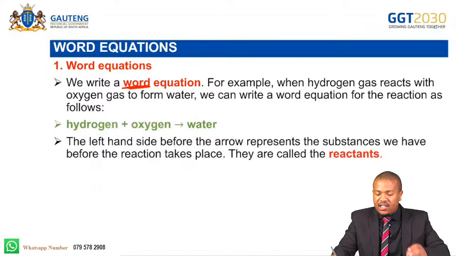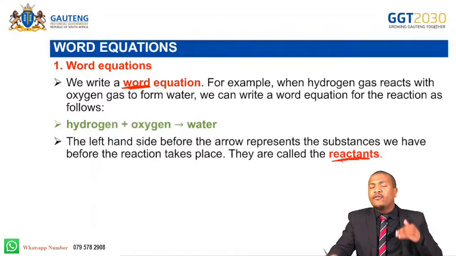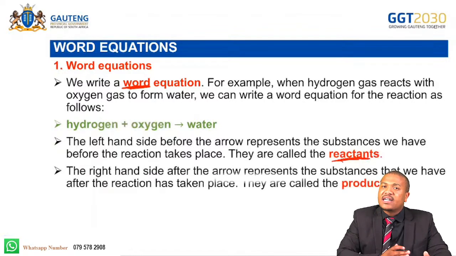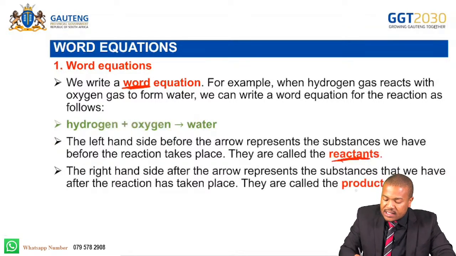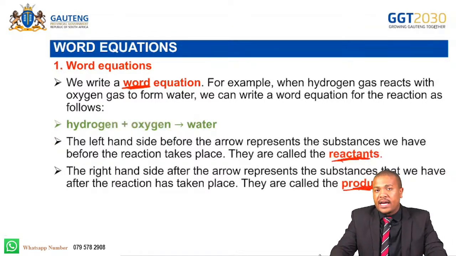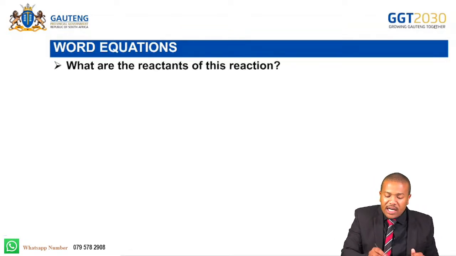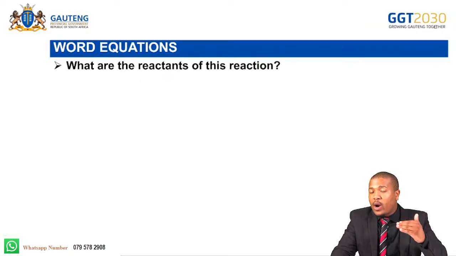We find what we know as reactants. Then on the right hand side after the arrow, we find what we know as products. So let me just juggle your minds again. What are the reactants of this reaction? The above reaction in that word reaction.